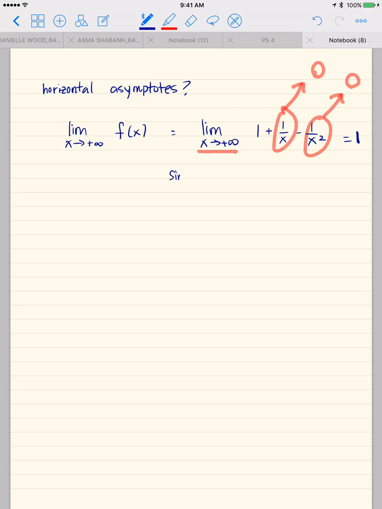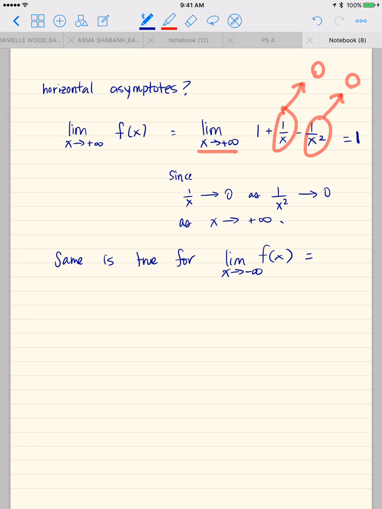Since 1 over x goes to 0 and 1 over x squared goes to 0 as x goes to plus infinity. And the same is true for the limit as x goes to negative infinity of f of x. It's also going to equal 1. So what this tells us is we have our horizontal asymptote. It's going to be y equals 1.